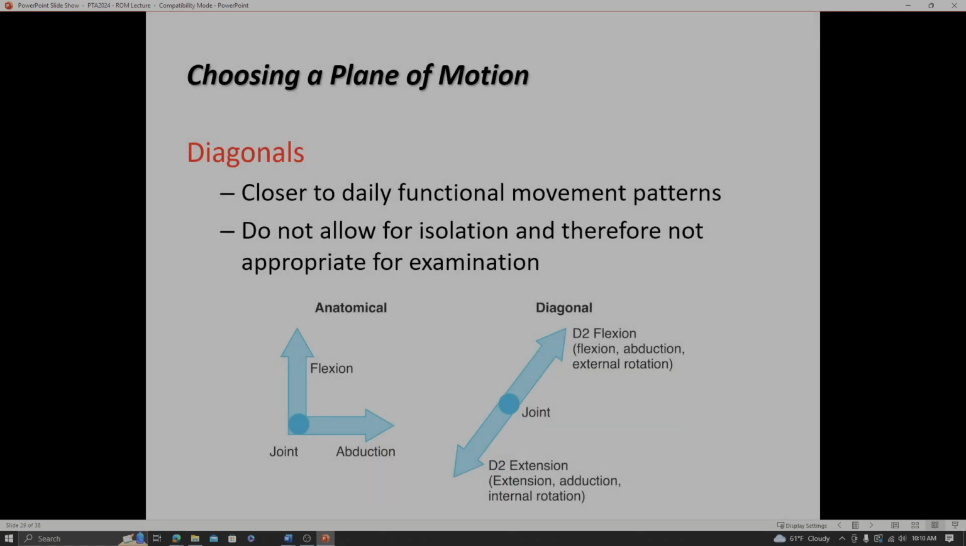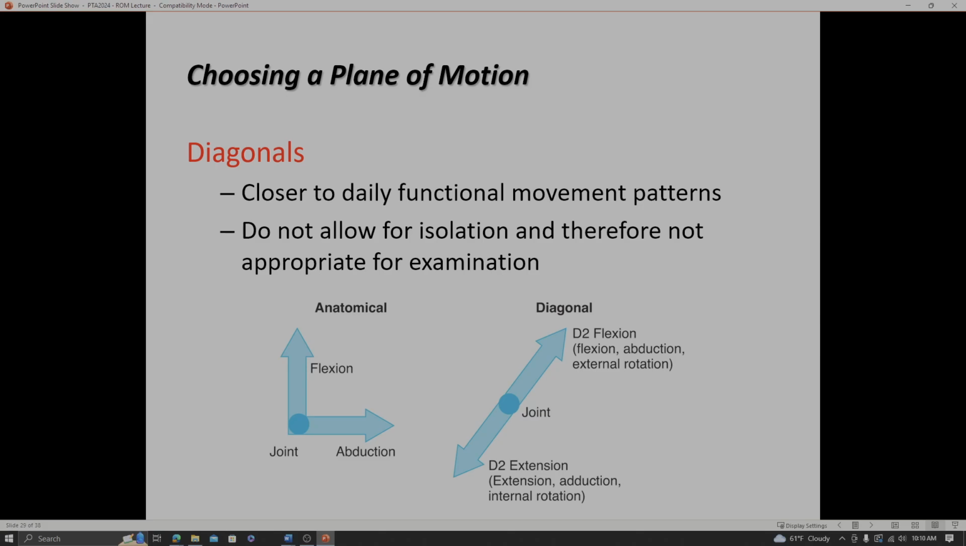What I was getting to before is straight planes of movement are great, but they're not super functional, right? So most of our movements tend to happen in diagonals or combinative planes. So diagonals are closer to daily functional movements. We see these through PNF patterning, like we talked about in lab and in lecture. So they don't allow for isolation. So they're not really appropriate for examination, right?